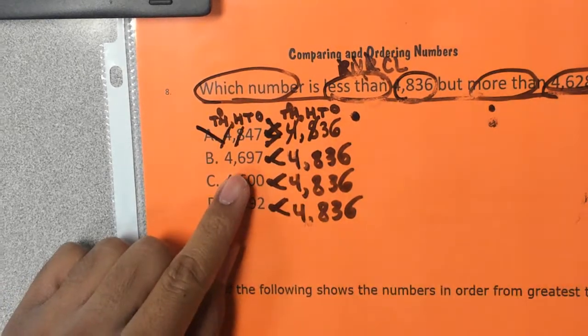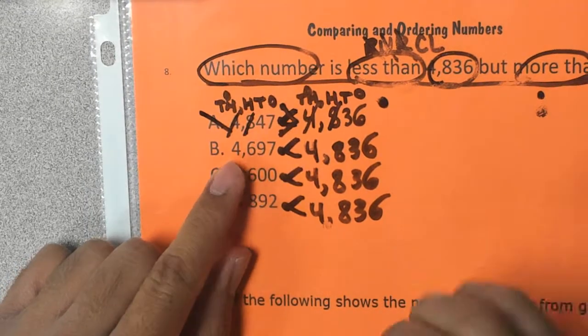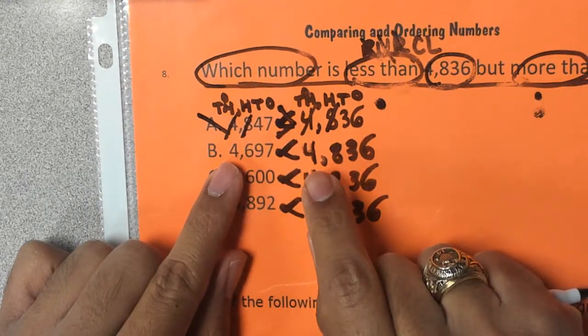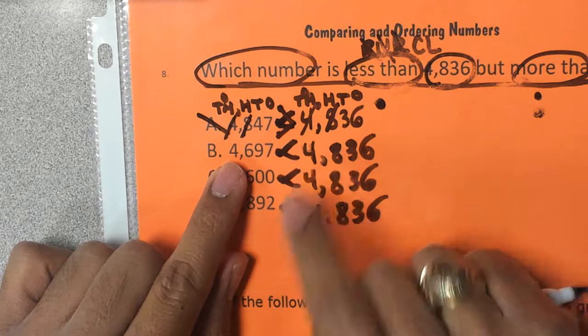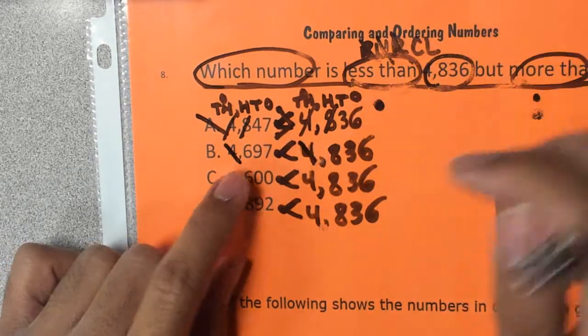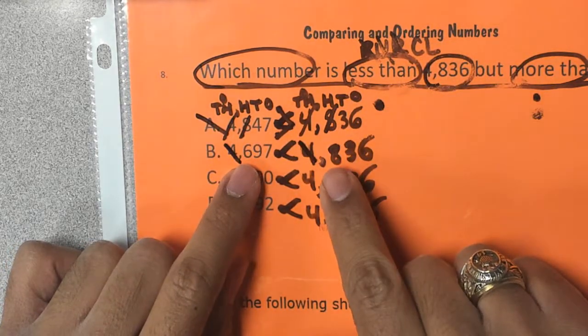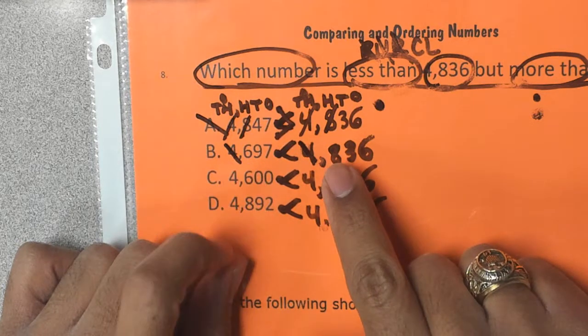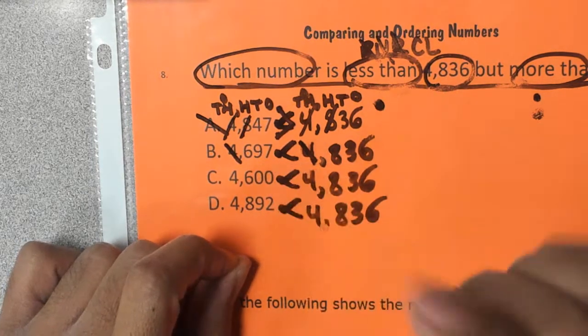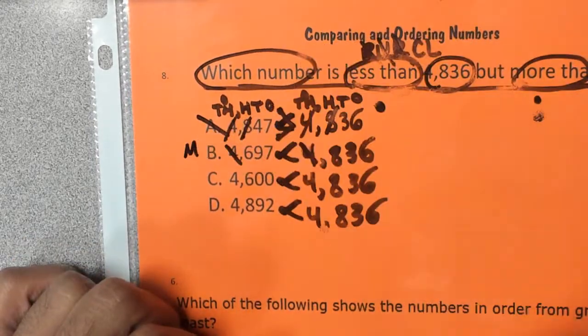Now I'm going to B. Let's put two on the number in the thousands place. What's bigger, 4 or 4? They're both the same, so let's cross it off. Now let's go over to the hundreds. What's bigger, 6 or 800? 800 is bigger, and this symbol does match. So I'm going to put an M for maybe.